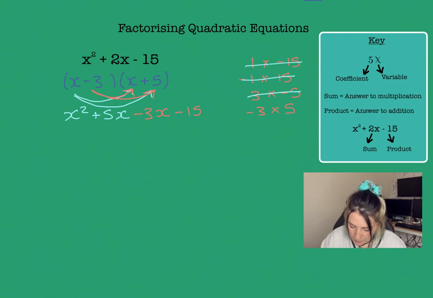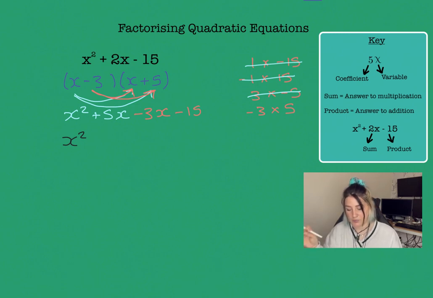So let's start the way we normally do with that x squared. It's the only thing there with indices, so therefore we know it can't be grouped with anything else, it's just going to be there on its own. Now let's look at the x's. We've got 5x minus 3x, which we know would give us plus 2x. And then finally on its own, we've got negative 15.